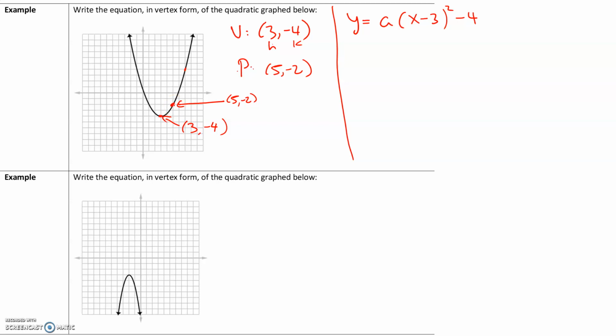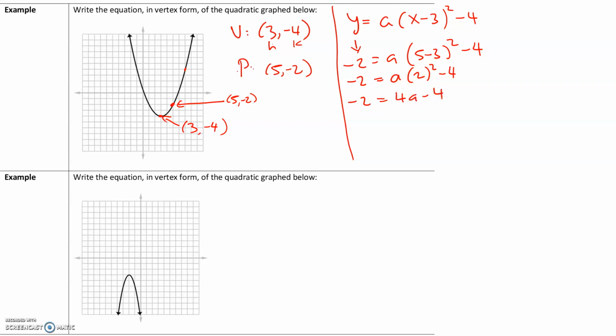So since I picked my point as 5 comma negative 2, I'm going to replace the y value with negative 2. The a value is unknown. I'm going to replace the x value with 5 and leave everything else the same. Now my objective is to solve for the a value. So I'm going to simplify this using the order of operations. I have negative 2 equals a times 5 minus 3, which is 2 squared, minus 4. So 2 squared we know is 4. So that's going to be 4a minus 4.